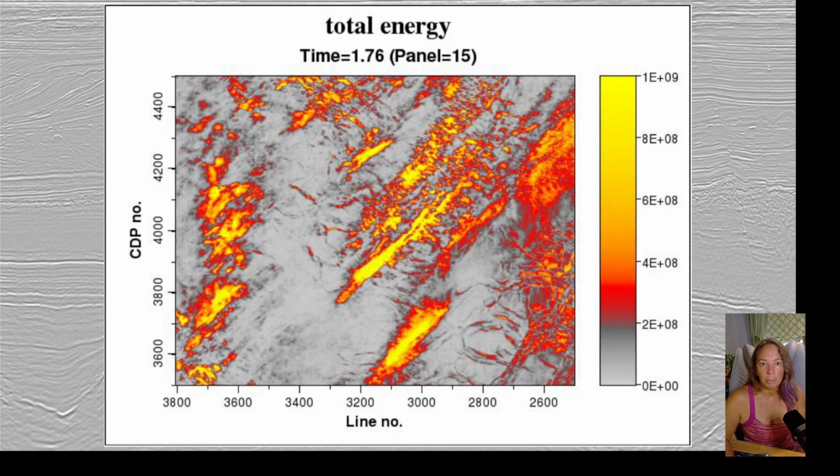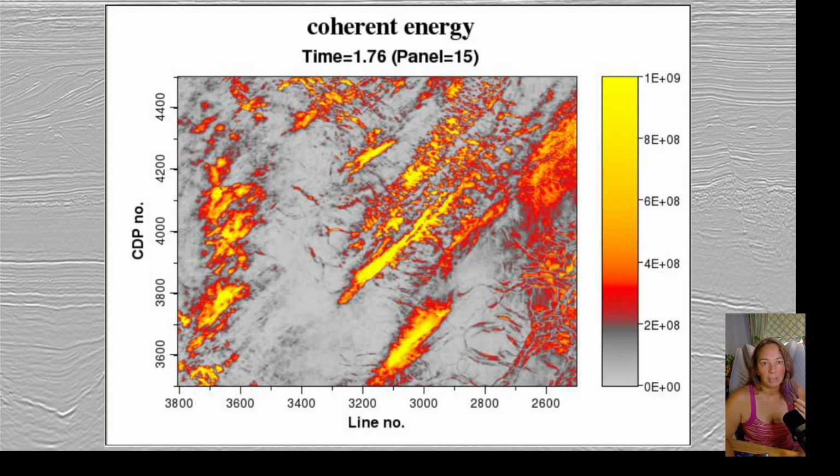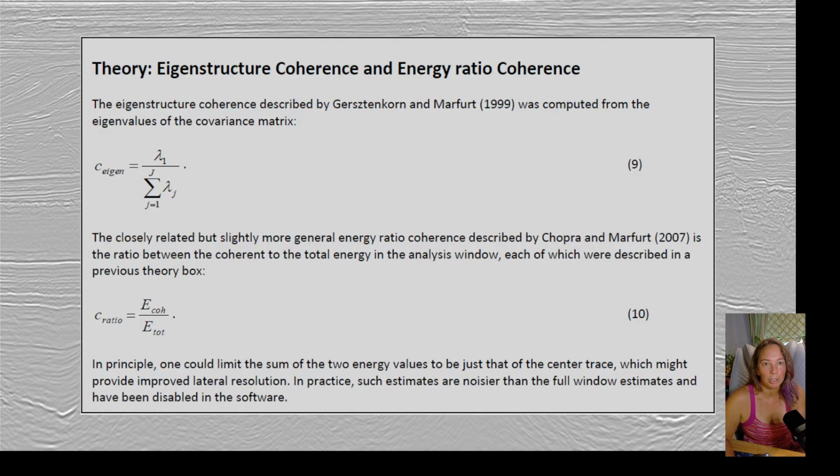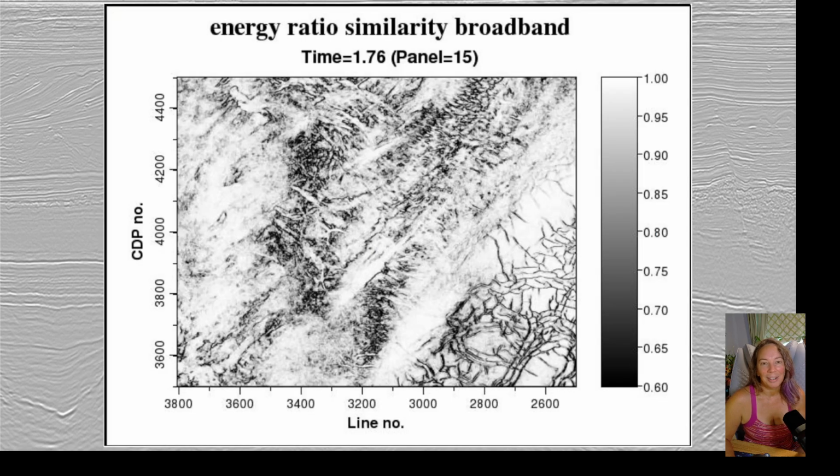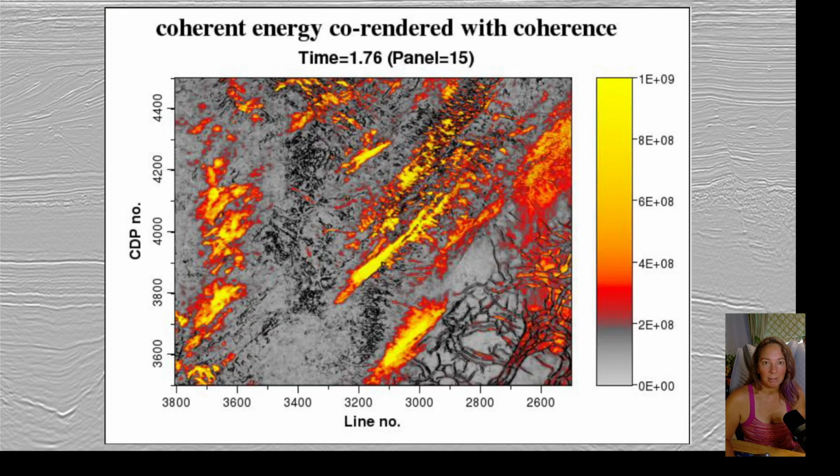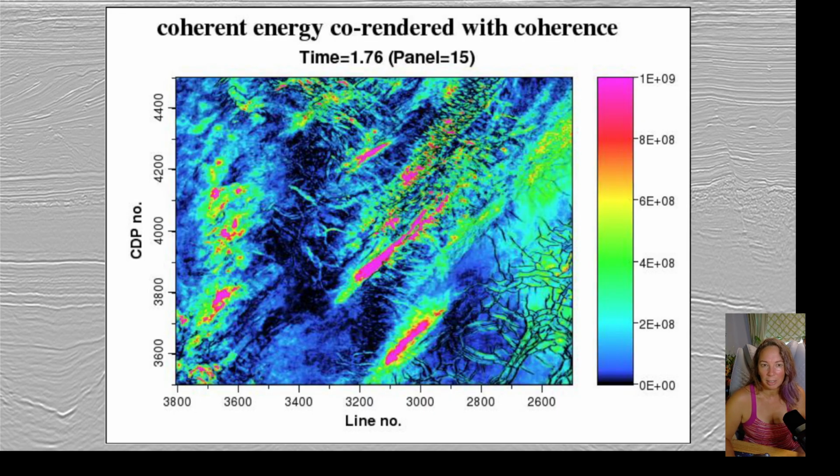Some of the other outputs you may look at are total energy and coherent energy. In this case, the coherent energy looks very similar to the total energy. We've got all the math up on our website, just so you know. And then here's energy ratio, similarity, on the broadband. Here we're co-rendering coherent energy with the coherence. So we've got an overlying grayscale, which isn't great because we're using two different color bars with gray in it. If we choose the right color bar, which in this case is one with rainbow colors, it looks much cleaner.